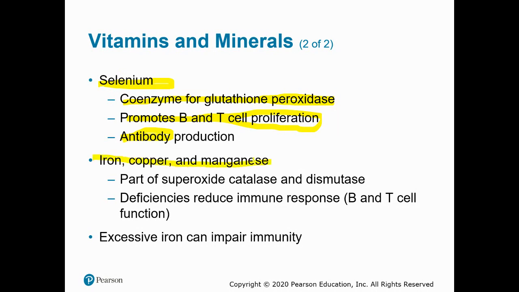And then we have iron, copper, and manganese. These all work as cofactors for different antioxidant enzymes. And we see that a deficiency in any one of these also reduces the immune response. So they seem to also support that B and T cell functioning. And then interestingly, as we saw, too much iron can actually kind of turn around and have a reverse effect and can actually impair the immune response.